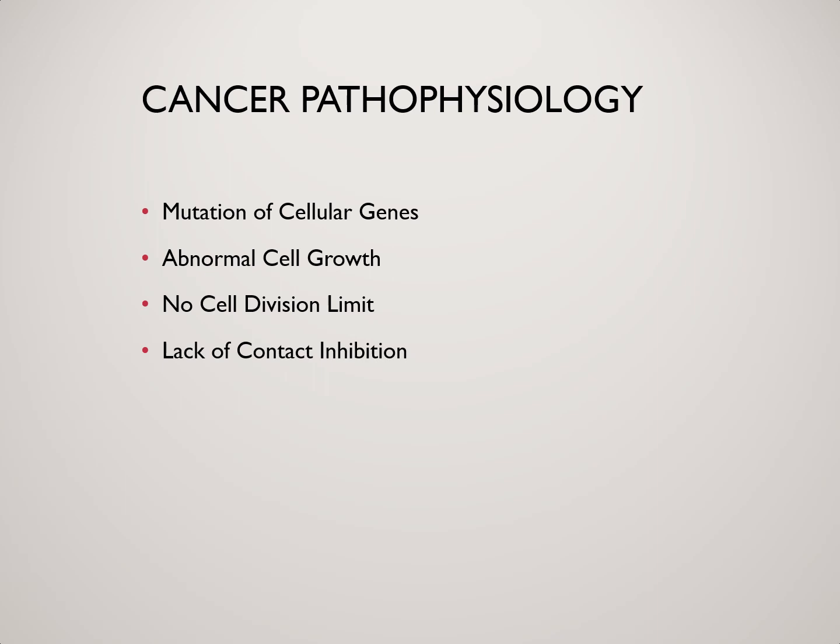There are more than 100 types of cancer. Normal cells are limited to about 50 to 60 divisions before they die off, but cancer cells do not have a division limit. They are considered immortal, if you will. They continue to grow out of control until they're destroyed.